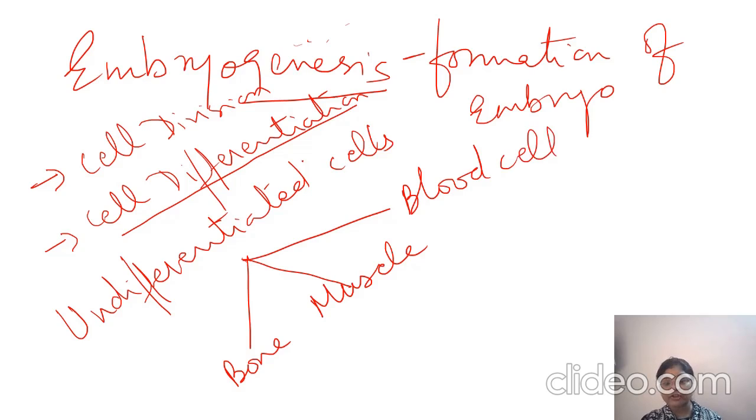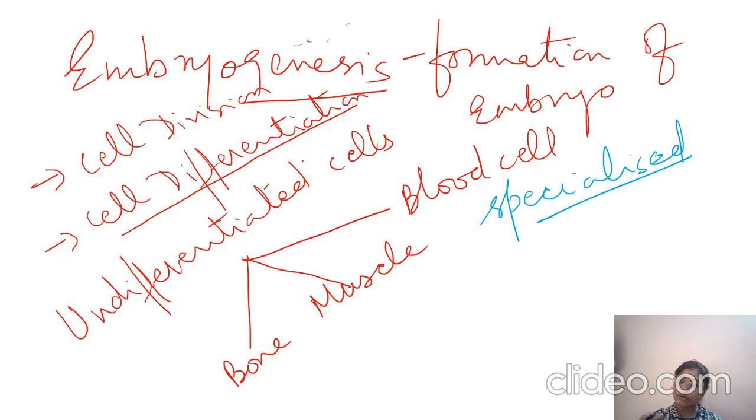So those undifferentiated cells give rise to differentiated cells, or you can say specialized cells. They are specialized in their function, in their role. Muscle won't do the function of blood, and bone won't do the function of blood, isn't it? So they are specialized to do that particular function. That is the important thing taking place in embryogenesis, and it's a highly complex process.